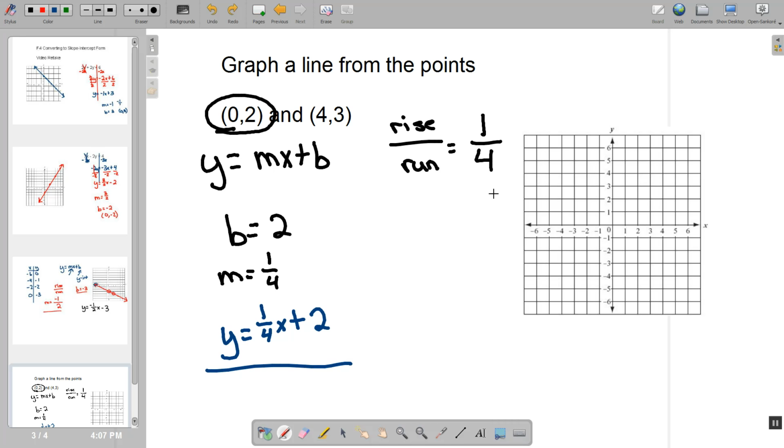And now that we have our equation, our b value, and our m value, we can graph. So we start with a positive 2, and I'm going to go up 1 and over 4. Down and back 4 would be the same thing. Nothing wrong with that. And we can draw our line right there.